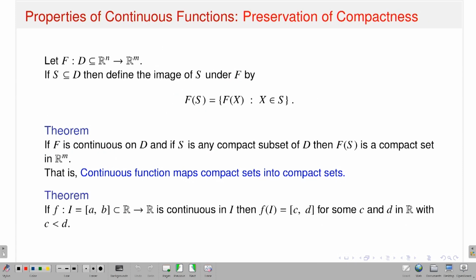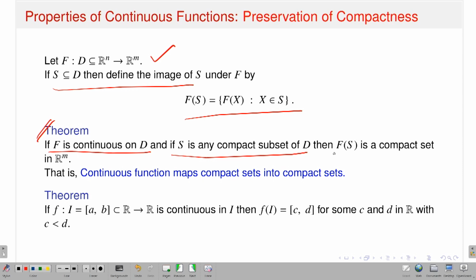Okay. Now what will happen for the case of a compact set? Again, if I start with the function capital F from D, a subset of Rn, to Rm, and start with a set S subset of D, this is my image set. So this is again a nice theorem. It says that if capital F is continuous on D and if S is a compact subset of D, then f of S, that means the image set, is also compact in Rm. So continuous functions map compact sets to compact sets.